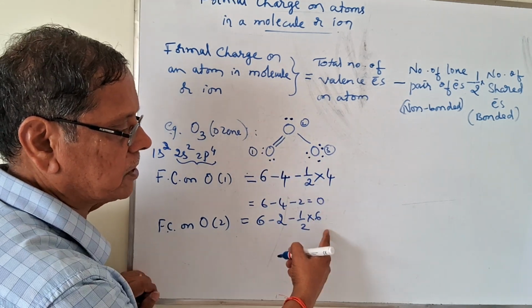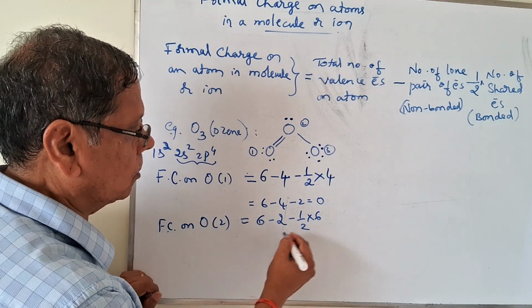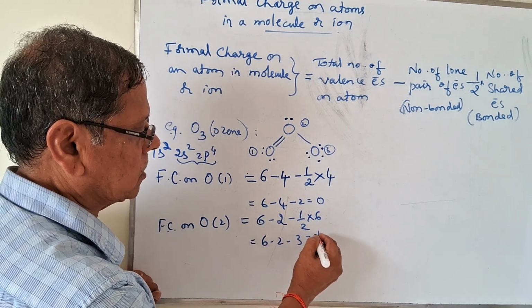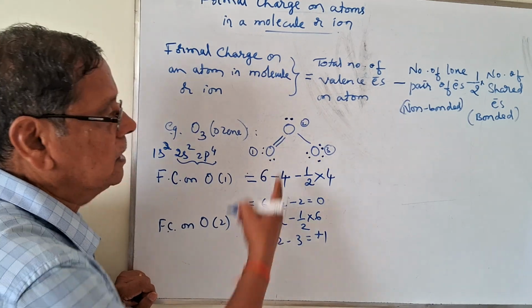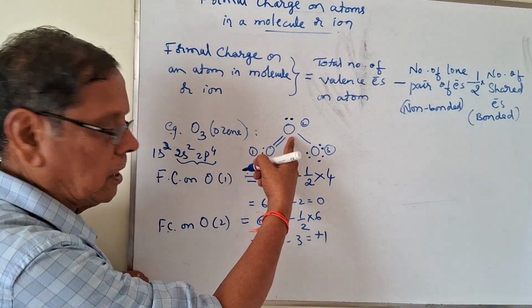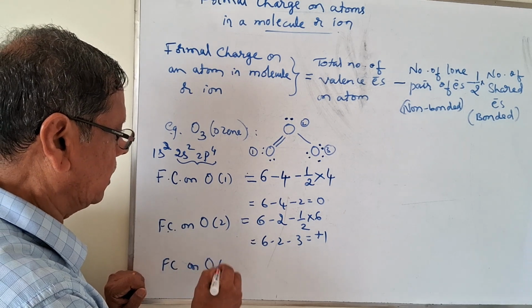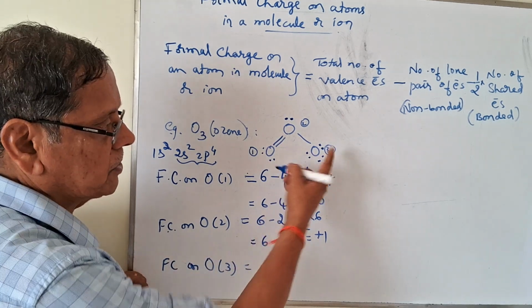Bonds are 3, therefore 6 electrons. So it is equal to 6 minus 2 minus 3, that is equal to plus 1. This oxygen atom will carry positive charge. Formal charge on oxygen 3, the third oxygen.